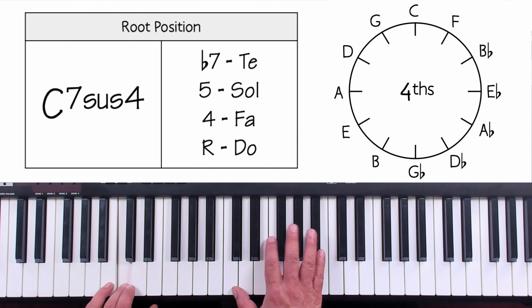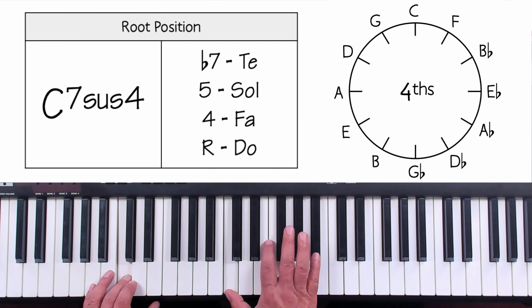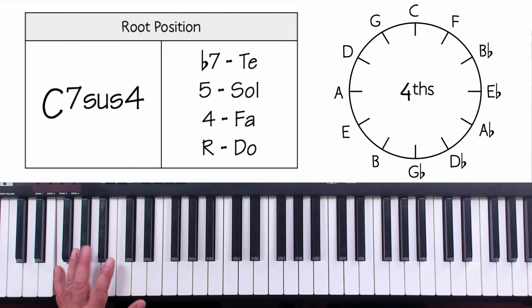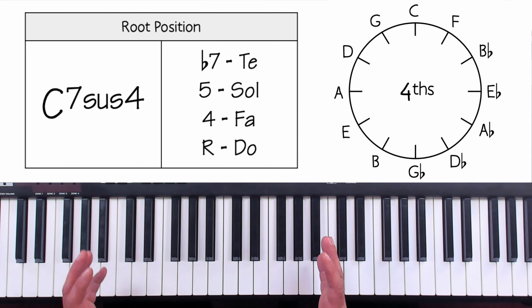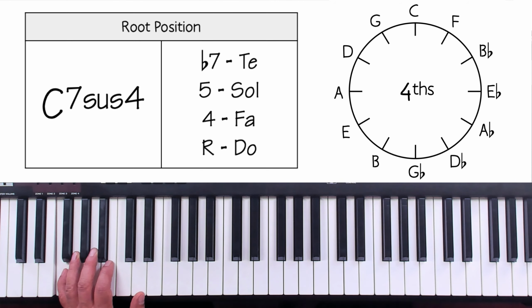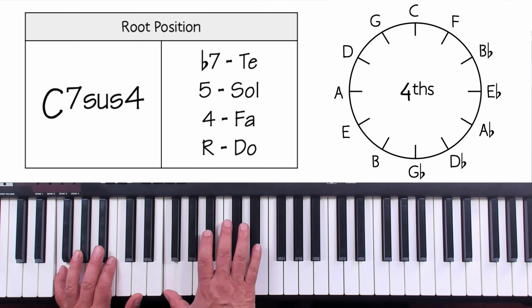Here we go, ascending, key of C. Do, fa, sol, te, and we play. Next, F. See how I go first and play the root, so that gives me the key center, so I can hear the rest of the notes in relationship to that key center. So here we go. Do, fa, sol, te.